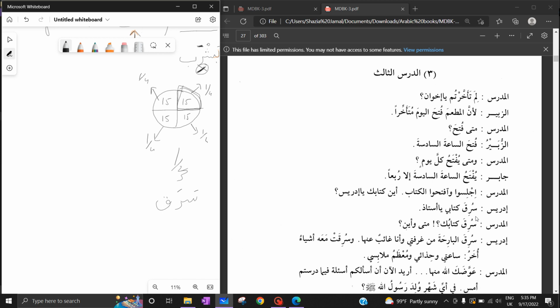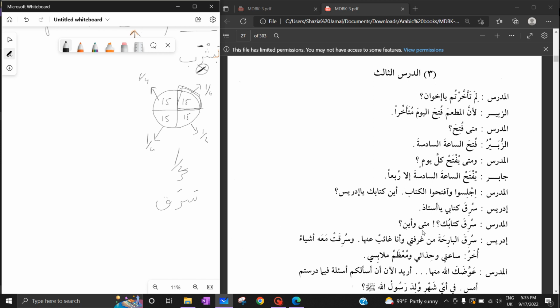See, the first letter is having a dhamma and the second last letter is having a kasra. This shows that it is in majhul form. The past tense is in majhul form. Kitabi ya Ustaz. Suriqa kitabuka. He's like amazed, your book is stolen.